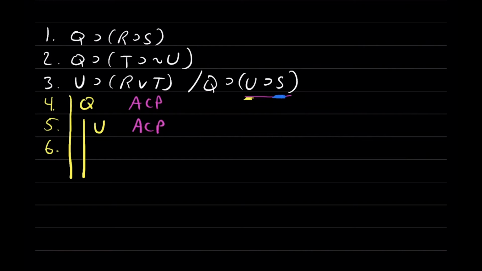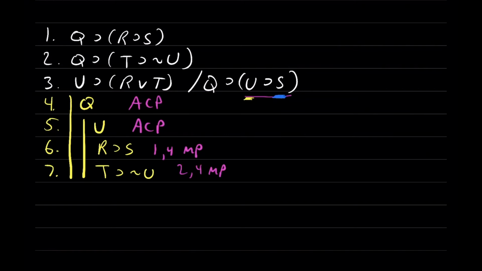Lines 1 and 2 say that Q implies something. So I'm going to do a couple of modus ponens steps to start here. I notice that I can get R implies S. That's going to follow from line 1 and line 4 by modus ponens. And I notice, still inside these two vertical sequences, that I can get T implies not U. That's going to follow from line 2 and 4 by modus ponens.